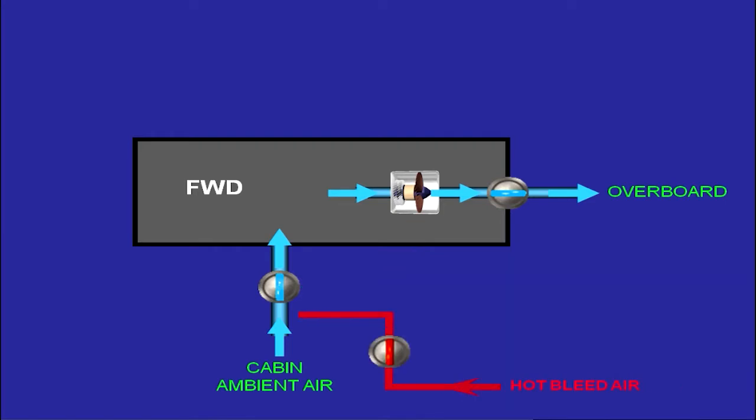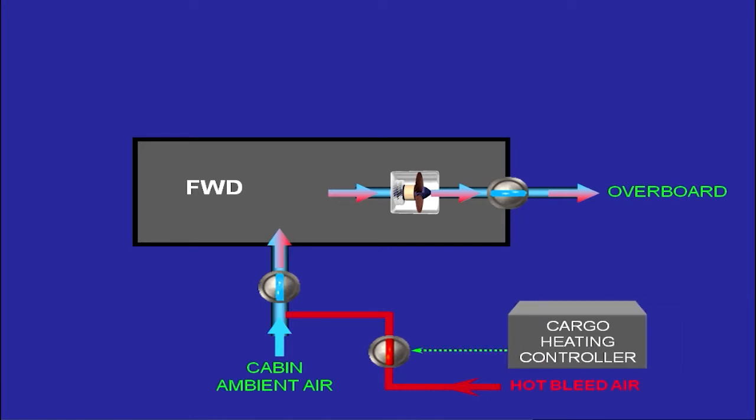To provide heating of the cargo compartment, hot bleed air is supplied via a trim air valve. The operation of the cargo trim air system is very similar to the trim air system for the air conditioning system. Each cargo compartment has a cargo heating controller which controls the trim air valve position to regulate the temperature of the compartment.